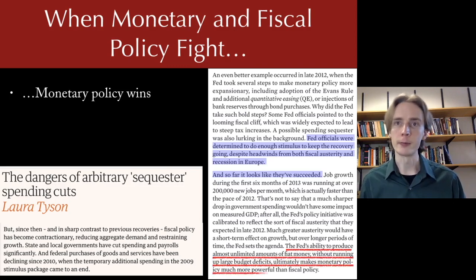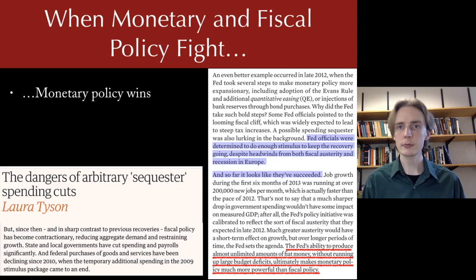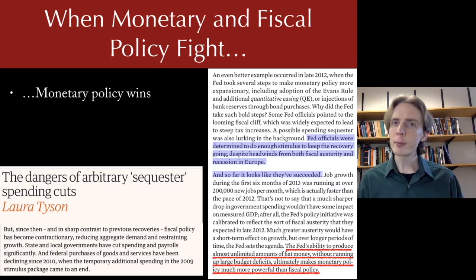So the conclusion here is that the Fed's ability to produce almost unlimited amounts of fiat money, because its money isn't a promise to anything, means monetary policy can, in principle, increase the volume of spending however much it needs to. And that makes monetary policy a lot more powerful than fiscal policy, right? Because you're not limited by budget deficits or by anything like that.